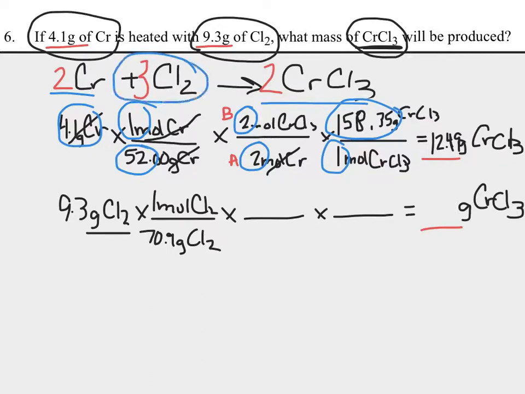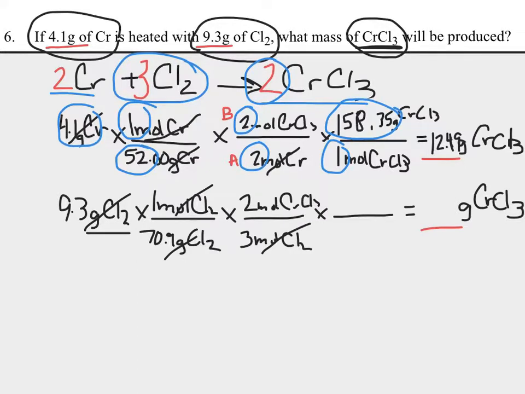Now, from the balanced equation, there's 3 moles of chlorine for every 2 moles of chromium chloride. So on the bottom, I'm going to put my 3 moles of chlorine, Cl2, for every 2 moles of chromium chloride, CrCl3. Okay, now that I did that, let's double check. Grams of chlorine cancel, moles of chlorine cancel.